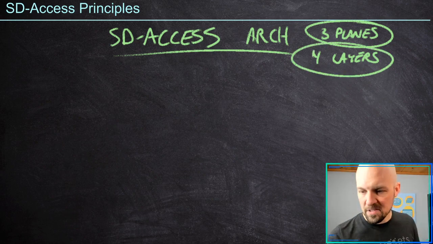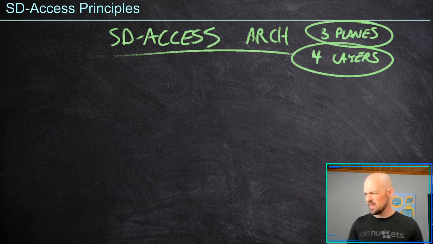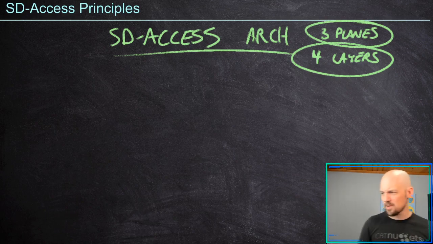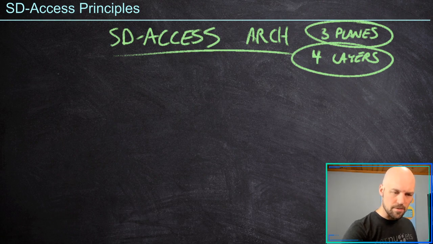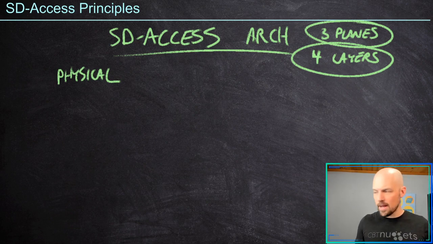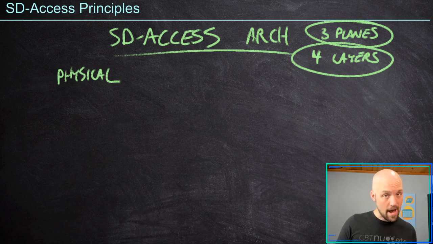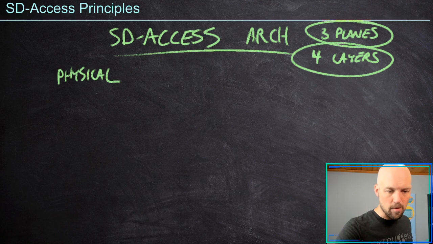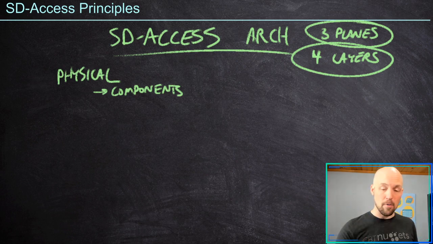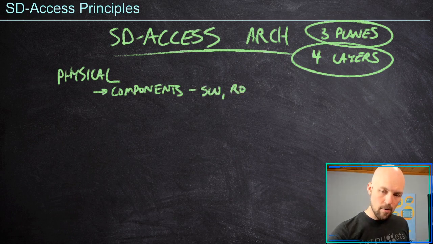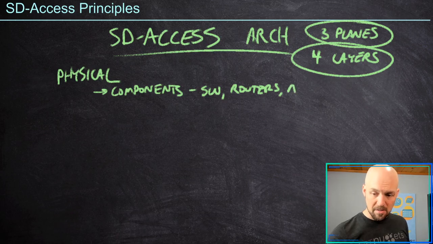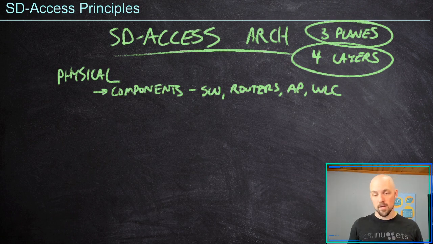And no, these aren't like the OSI layers, even though the first layer is physical and the second layer is network. So I don't know, it kind of is, but it's also not. Let's walk through these. First of all, we have the physical layer. First of all, we want to break it down into what we are actually supporting and what we're not. So in the physical layer, what you're looking at are the components. The components that we support in an SDA fabric are going to be switches, routers, access points, and wireless LAN controllers. And that's it. We're not supporting anything else.